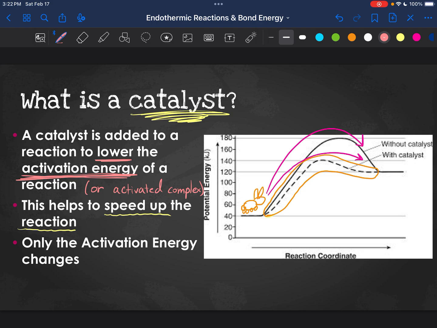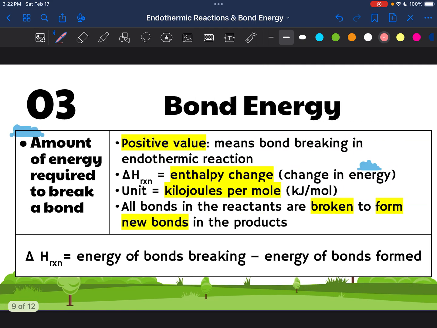Okay, so that's pretty much the first part of the lesson for potential energy diagram or endo and exothermic reaction. So feel free to rewind and rewatch that material if you are stuck. Now, let us move on to our next lesson called bond energy.